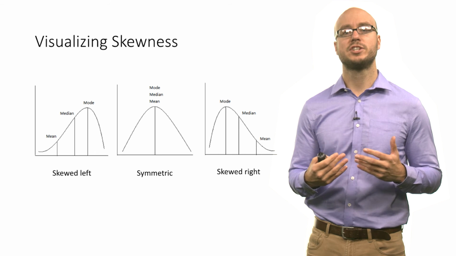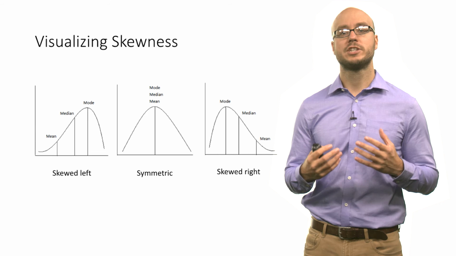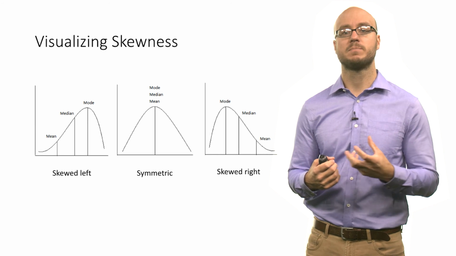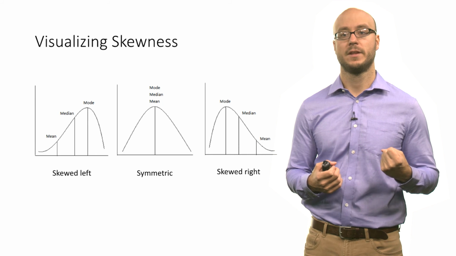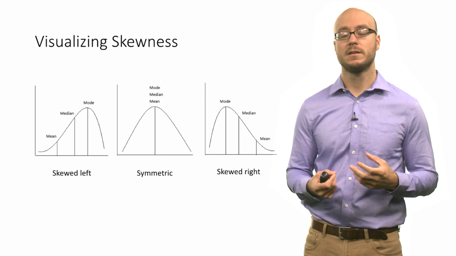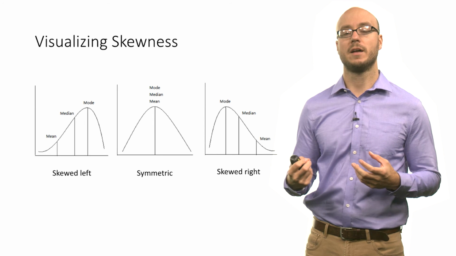In a distribution that's skewed left, you have a tail that's skewed to the left. What generally happens is that the mean is pulled out in the direction of those extreme values in the tail. In a distribution that is skewed right, in general, the mean is pulled out in the direction of those outlying values.